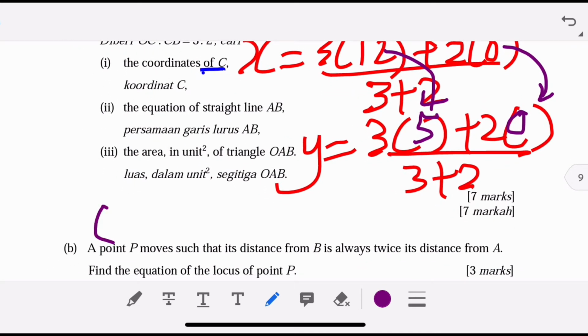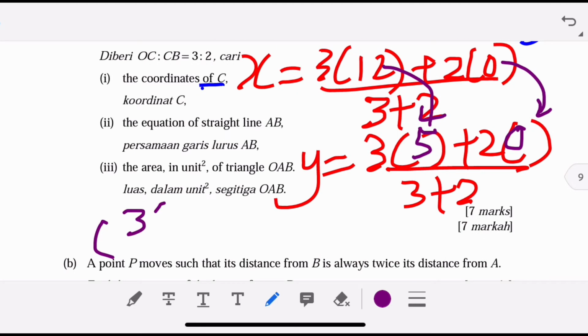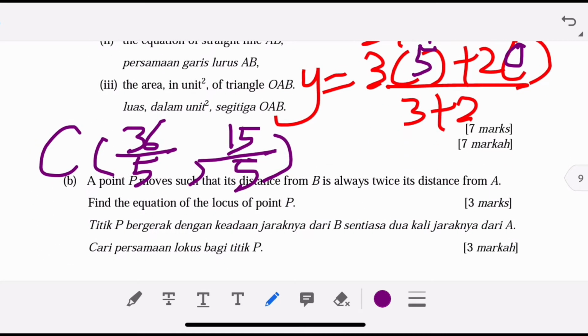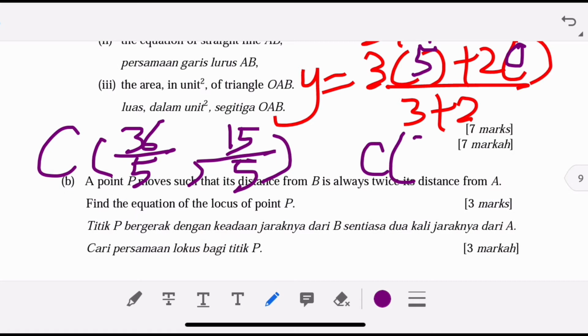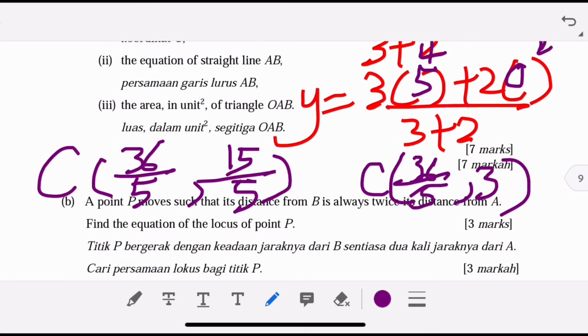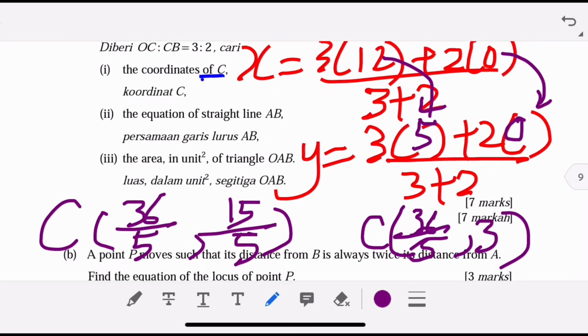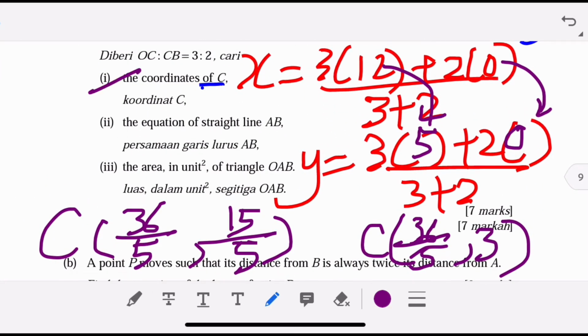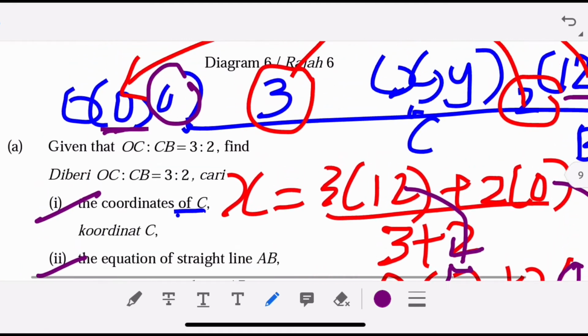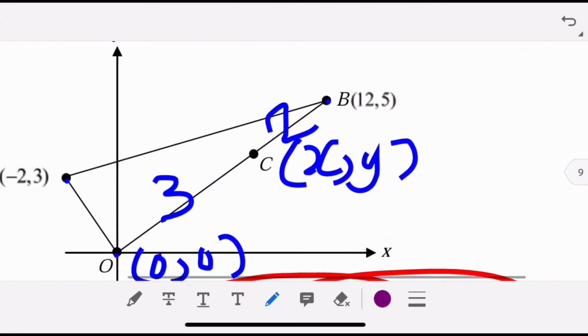Now I can solve my point C, which is 36 over 5 and 15 over 5. So I have to label C, bracket 36 over 5, comma, 3. This is my answer for part A, right? Next, we will proceed to find the equation of straight line AB.